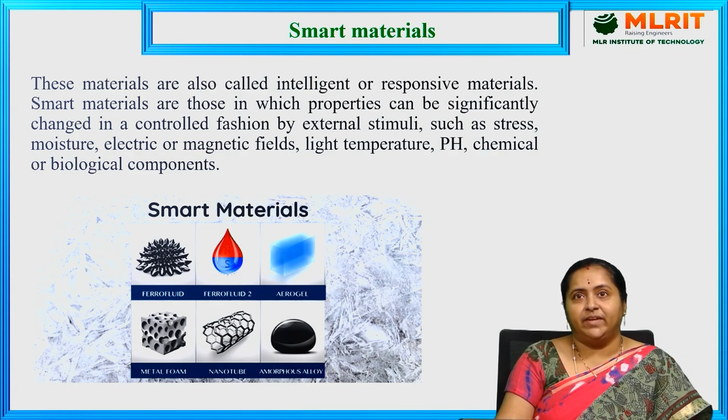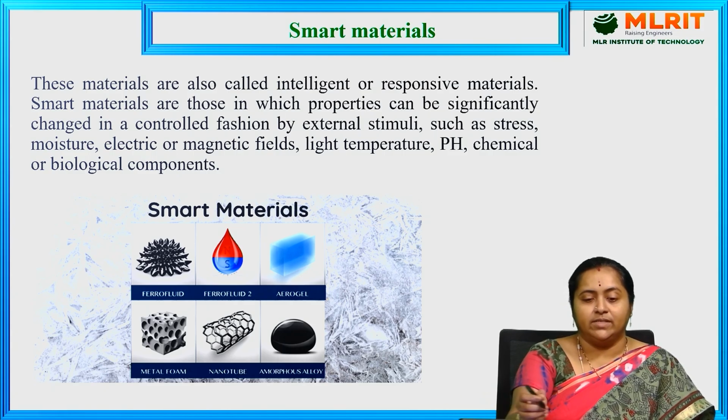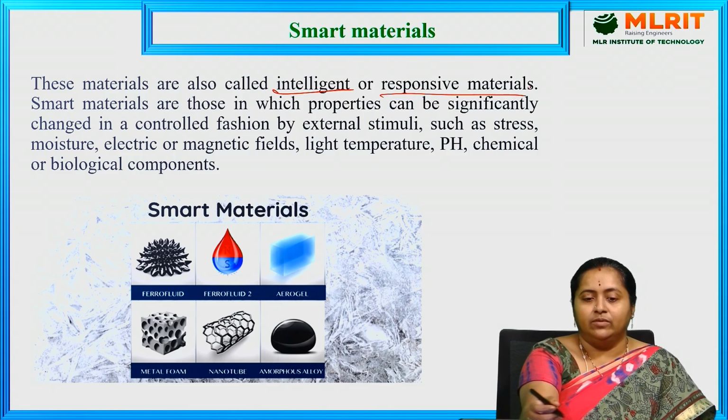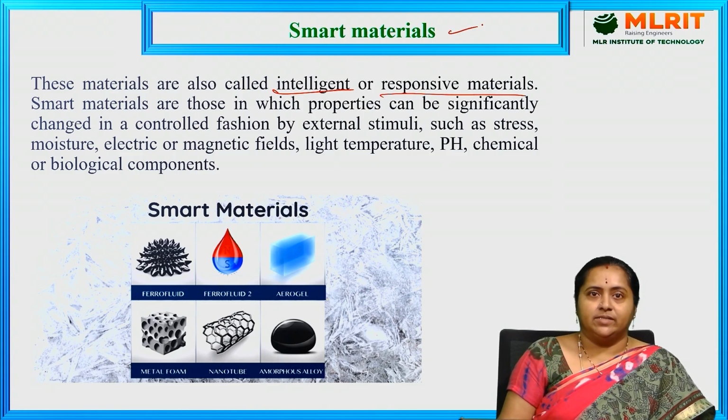A few examples of external stimuli include stress, moisture, electric field, magnetic field, light, temperature, and pH. Even in the case of pH variation, it is able to consider that variation from the surroundings and accordingly change its properties so that it behaves like a responsive, or smart, material. And chemical or biological components: if that material is treated with a chemical component or any biological component like microorganisms, then it will change its behavior. Such materials we call intelligent or responsive, or simply smart materials.